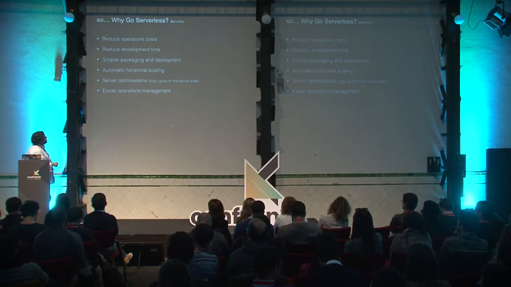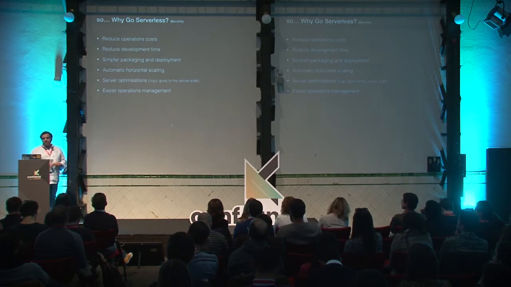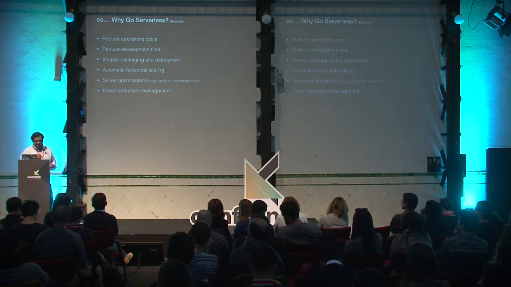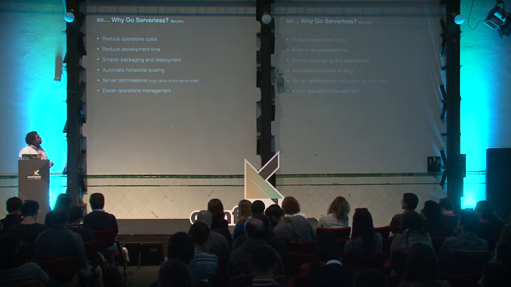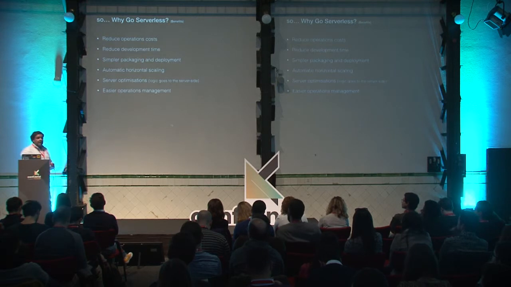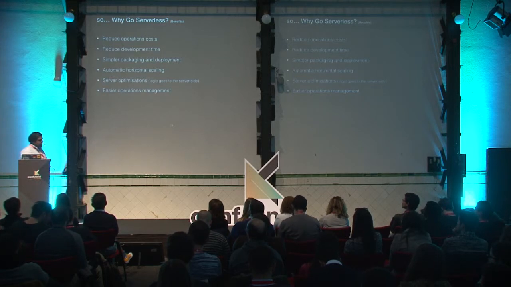Automatic horizontal scaling, for me, is one of the main benefits. This allows you not to worry about the number of people that access your product or your application. For instance, like I had last weekend with Black Friday, where we had to go to the office. With this, you just let it scale and let the boss worry about the costs.